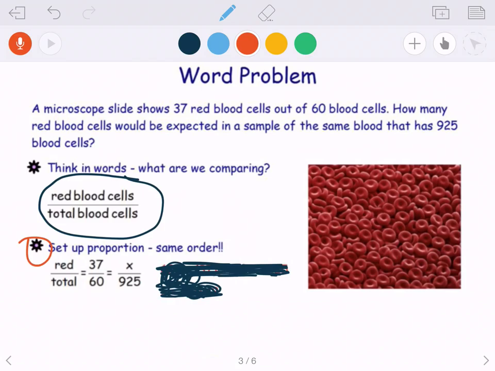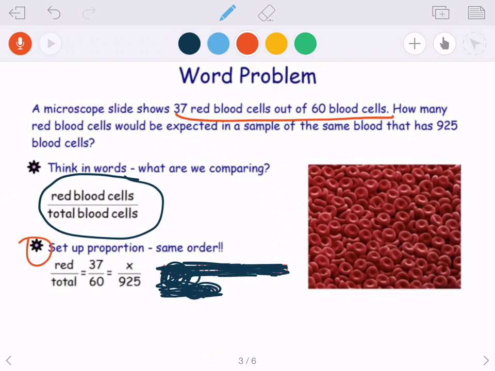So we're going to have 37, because that was from the first part of the problem. We had 37 red blood cells and 60 total blood cells. So we had red over total. So now when we're setting up the other side, we need to have red on the top and total on the bottom. Otherwise, we're not going to get the correct answer. We have to be consistent.